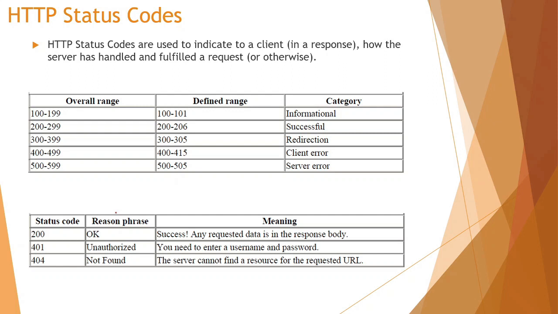So there are certain HTTP status codes from which we can get some information. There are different ranges of HTTP codes. So let's discuss some general status codes, like 200. If you get a 200 code, it means okay, the result is successful and the request is fulfilled.